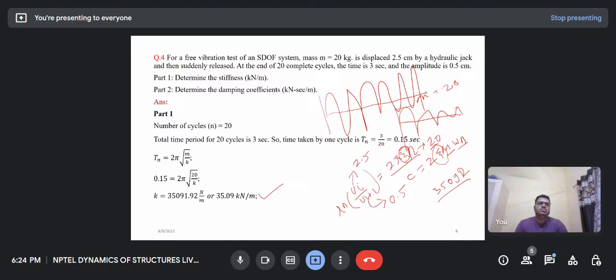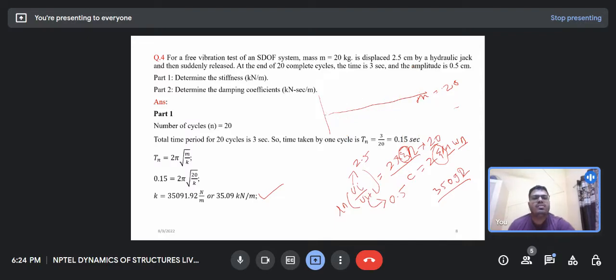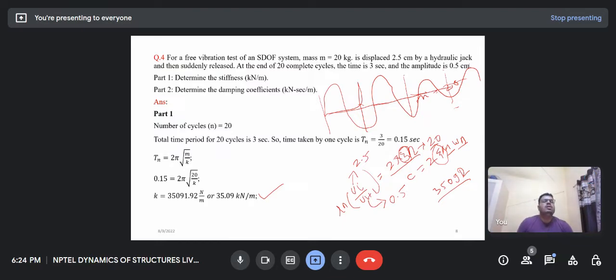Have you understood? But we found the time period assuming it is an undamped system, right? If this is your cycle, and there are 20 cycles, the time period of each will be the same. Even if the amplitude decreases, the time period will not decrease. You can find the damped time period TD, but the difference is very small, so it is not much effective here.